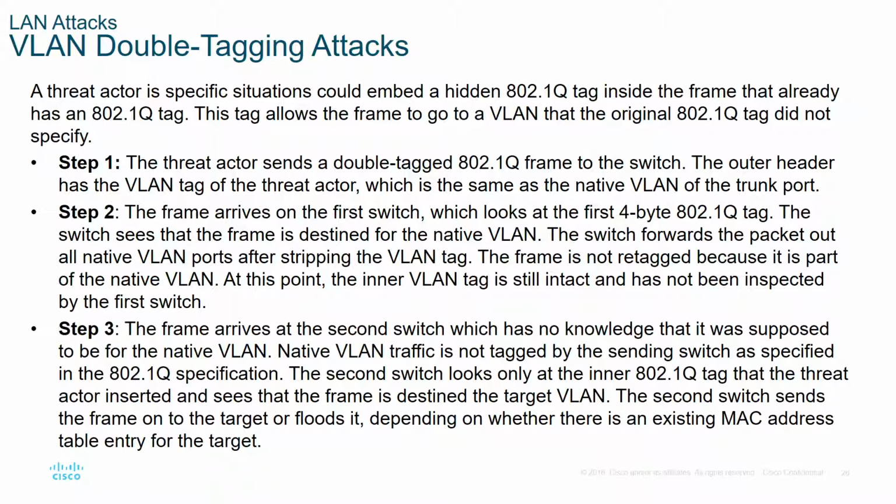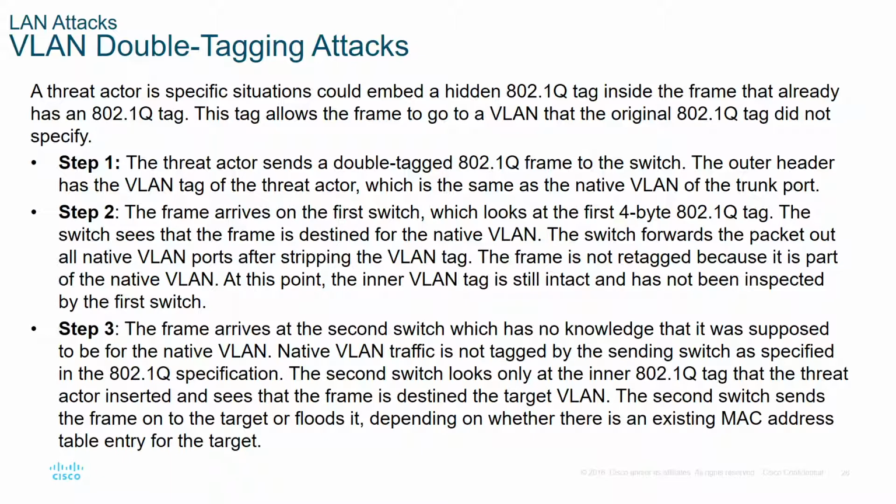Step 2. The frame arrives on the first switch, which looks at the first 4 bytes, the 802.1Q tag. The switch sees that the frame is destined for the native VLAN. The switch forwards the packet out of all native VLAN ports after stripping the VLAN tag. The frame is not retagged because it is part of the native VLAN. At this point, the inner VLAN tag is still intact and has not been inspected by the first switch.